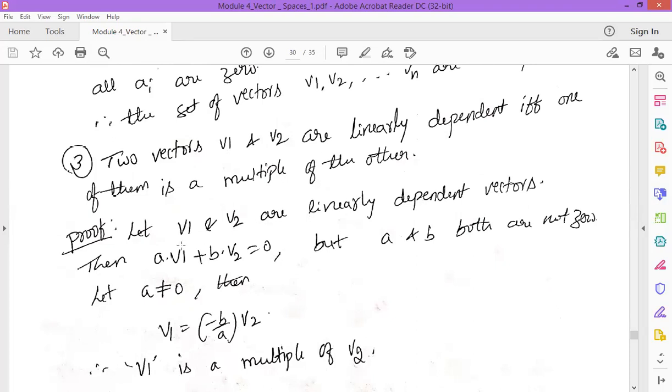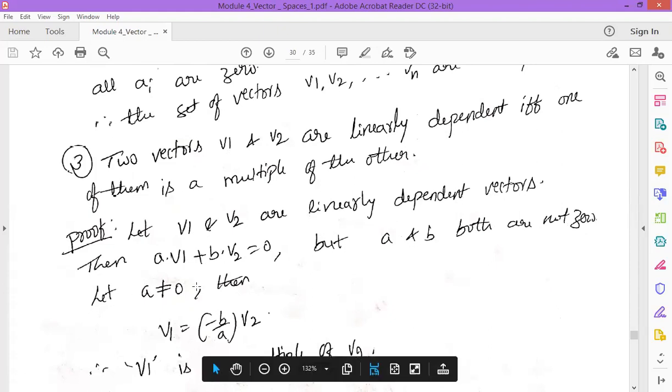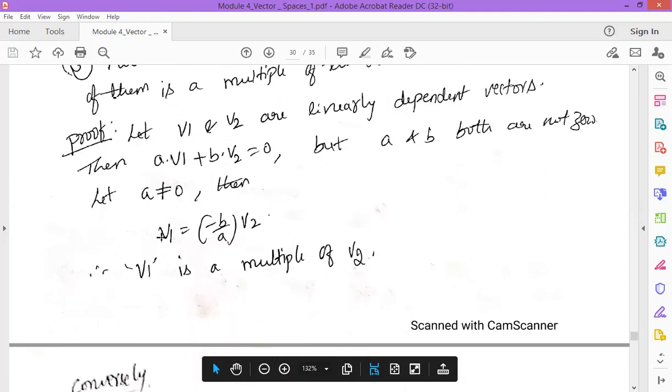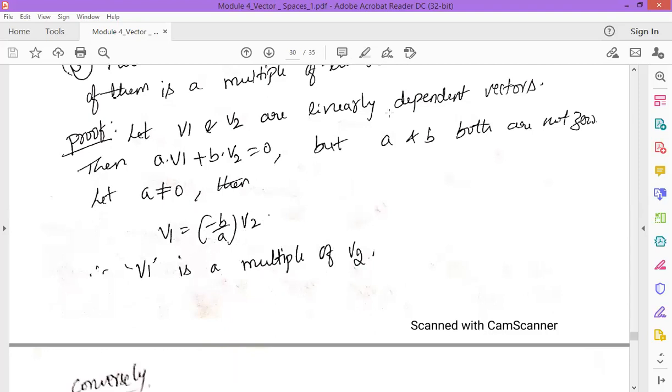So here on this we have taken the problems already, right? So here if we have v1 and v2, which are considered as linearly dependent vectors, then a v1 plus b v2 is equal to 0, but a and b both are not 0. So suppose a is not equal to 0, then we can express v1 as minus b by a times v2. So here you can see that v1 is a multiple of v2.